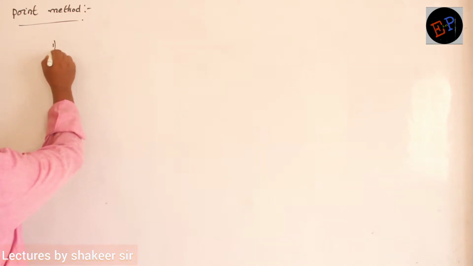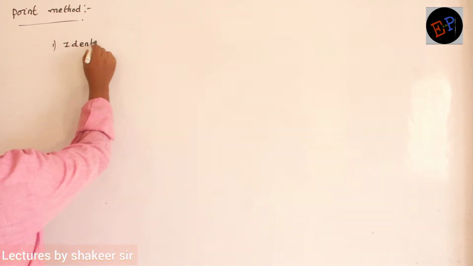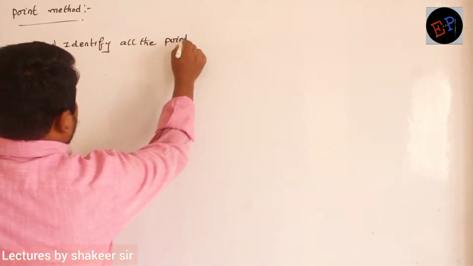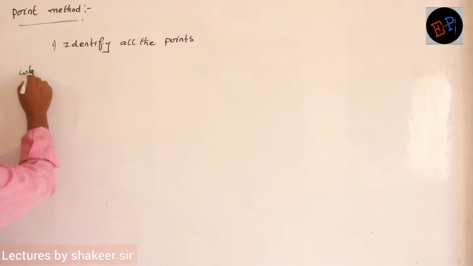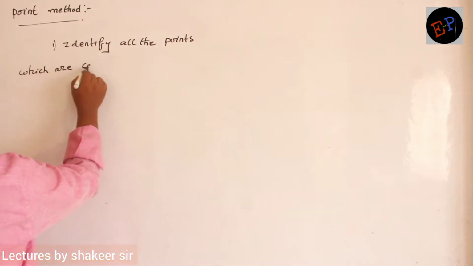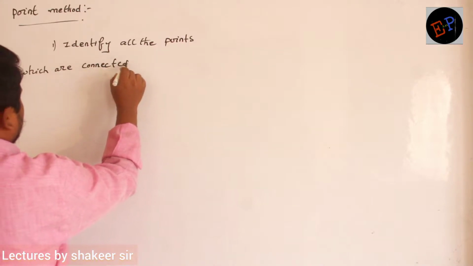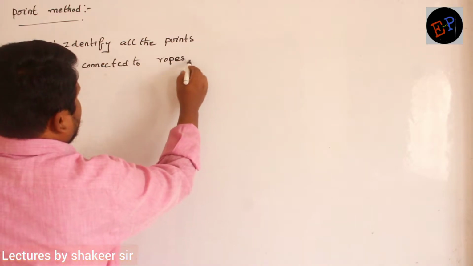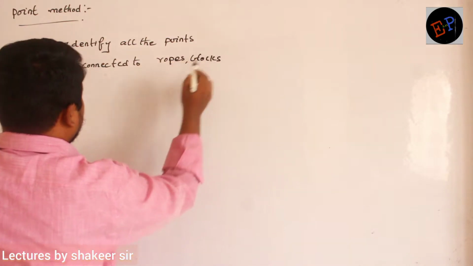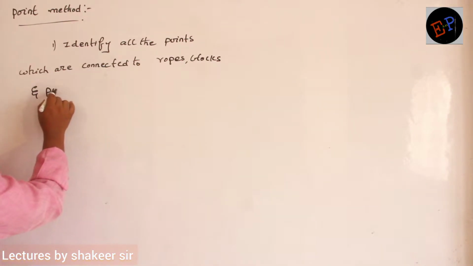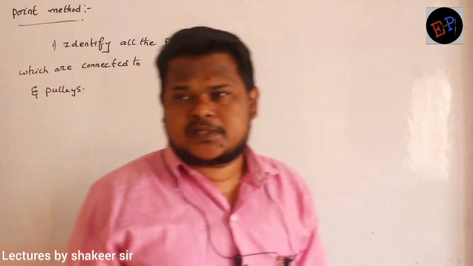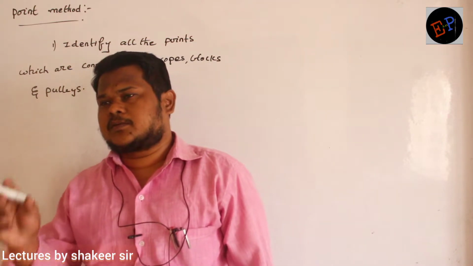Okay? So, first rule is identify all the points which are connected to ropes, blocks and pulleys. Clear? So we are supposed to identify all those points which are connected to ropes, blocks and pulleys.